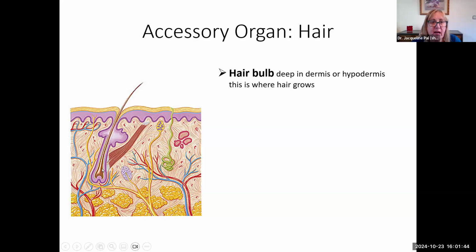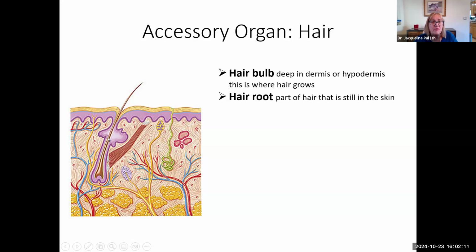When we look at a hair, the deepest part of the hair, this part that's really round at the bottom, is called the hair bulb. It's either located deep in the dermis or it can be in the hypodermis and the adipose tissue. The hair bulb is where the hair grows from, and then it will grow upward towards the skin surface.